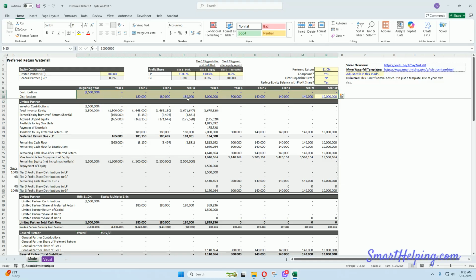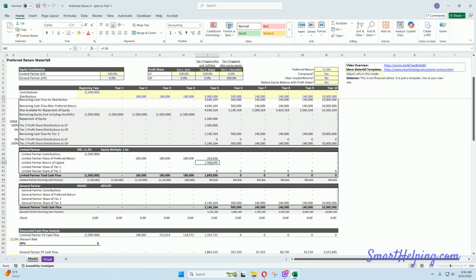And then you can see after the equity's been bought out, after this amount here, then the agreement says, okay, now everything goes to the GP.